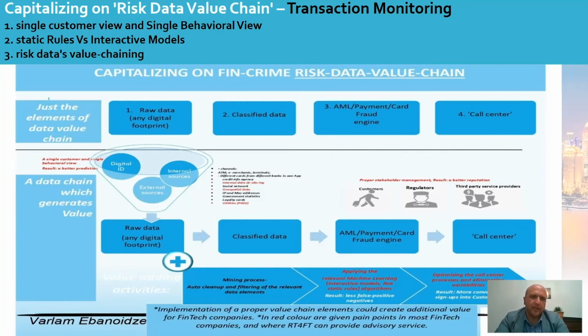Static rules versus interactive models. Traditionally, fraud machines or AML machines in banks work based on static rules. For example, you have geography, you have the number of transactions in the last 10 minutes, and you need to decide whether it is a fraudster or not. But bringing a machine learning environment into this process means that you need to improve your algorithms continuously from additional data.